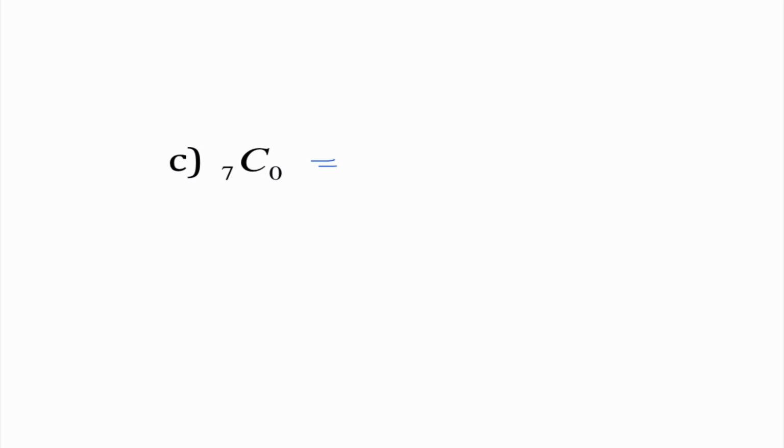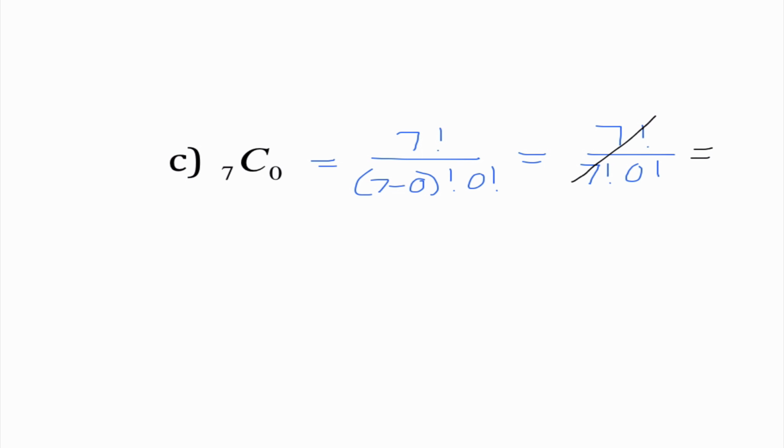So 7 combination 0 would be 7 factorial over 7 minus 0 factorial, times 0 factorial. So I have 7 factorial over 7 factorial times 0 factorial. We know these are exactly the same, so I can just cancel them out. And we learned the other day that 0 factorial is equal to 1. So what I want us to know is that whenever r equals 0, our answer is always going to be 1.